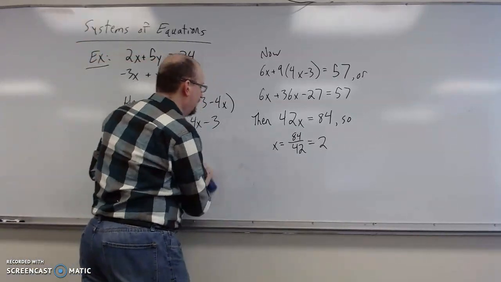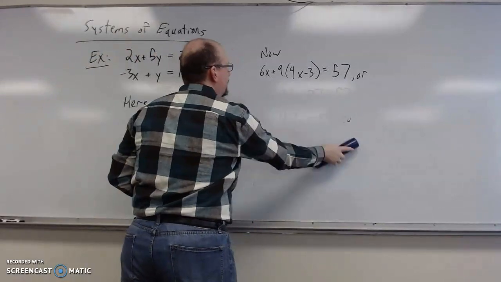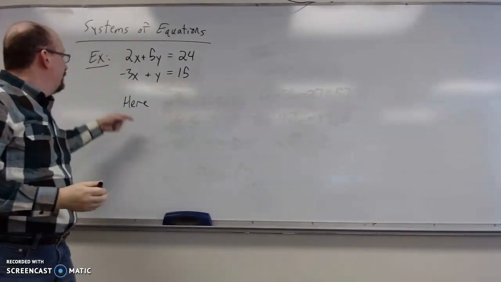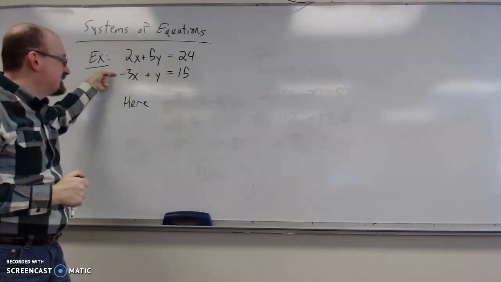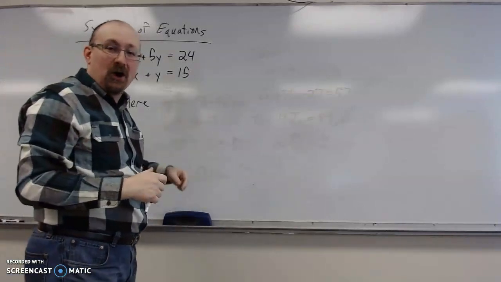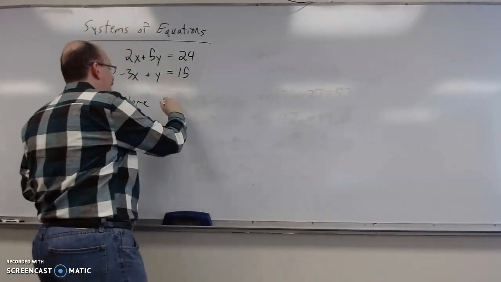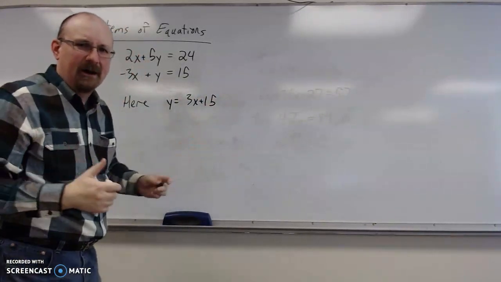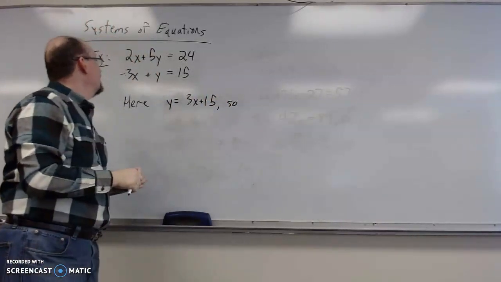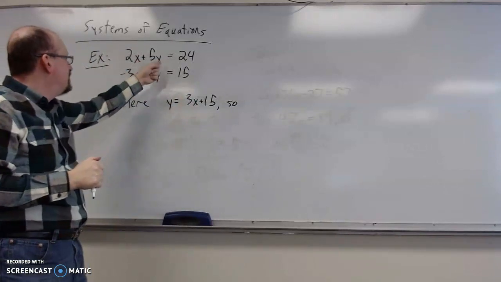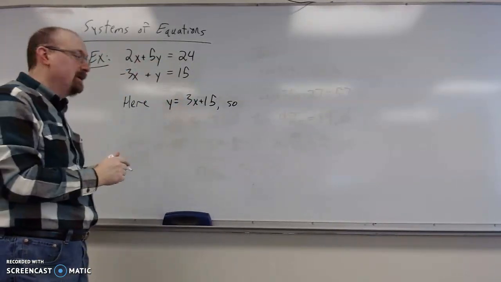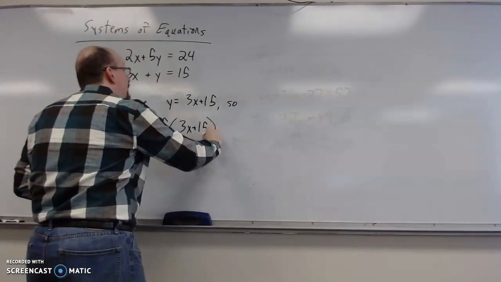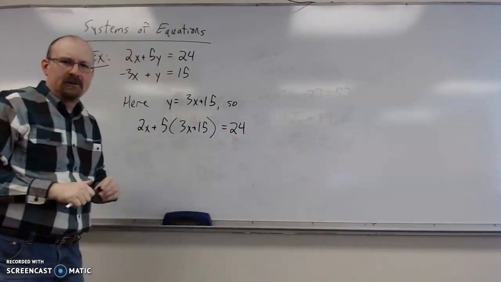So let me go ahead and clear this off so I can just go to town on this next example. But this time around, it's actually easier if we focus on the second equation. So to get y by itself here, all we've got to do is just add over the 3x. So, and if you'd written 15 plus 3x, that's totally fine. But now we can just take that and shove it right into that top equation where we see the y. So we have 2x plus 5 times (3x plus 15) equals 24.